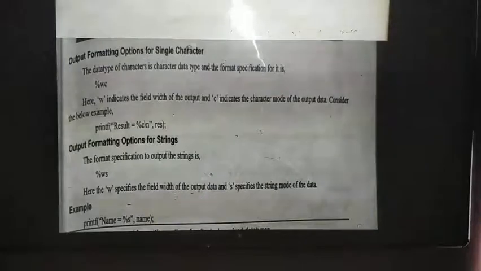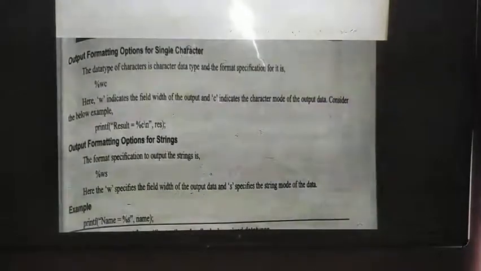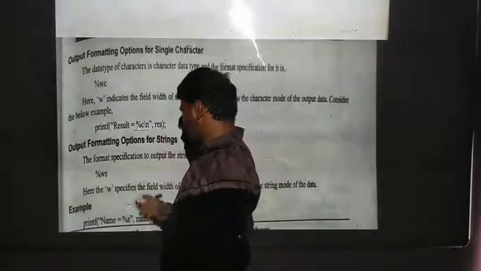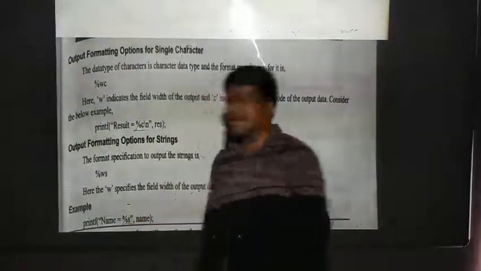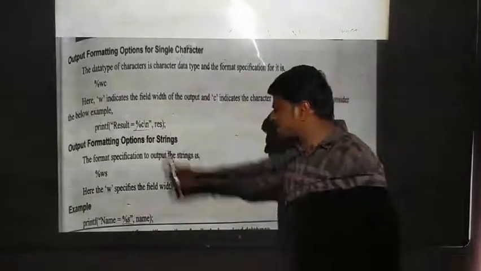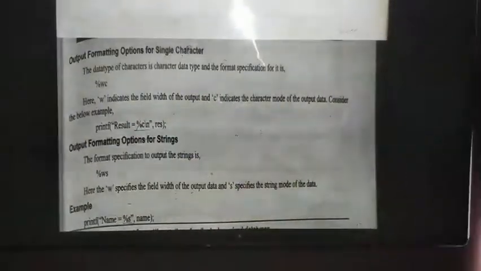Output formatting options for a single character. Single character means the character data type, and the format specification for it is %wc. Output formatting option for string. String means what? A group of characters. Here you can see result is equal to how much? If you are given a single character, you can print it; you can give %c here. For a group of characters, you have to give %s. And after that, you have to give the variable name here.